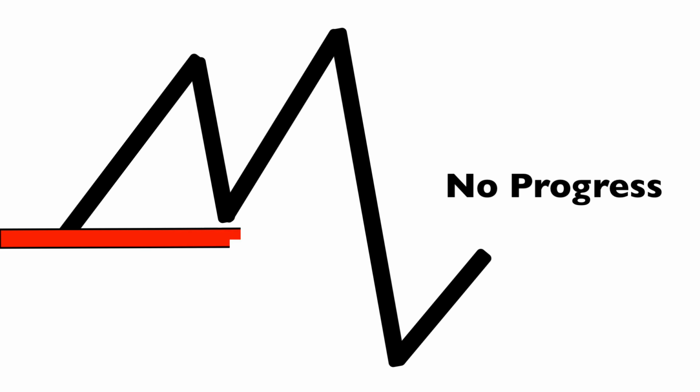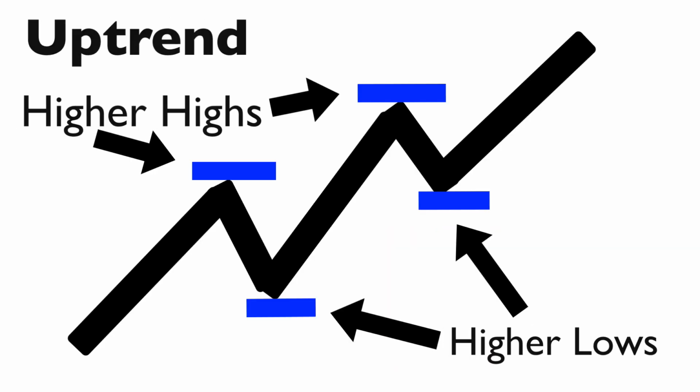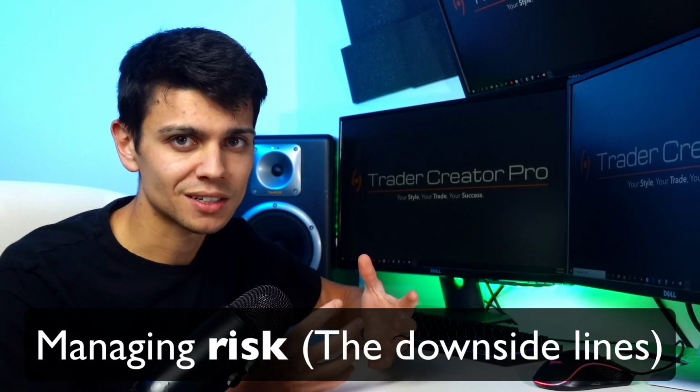Most traders' equity curves look like this. Big up, big down. Big up, bigger down. And they end up making no progress or losing money in the end. Having an uptrend equity curve takes consistent trades that have bigger gains than they do losses. This is done by managing your risk.